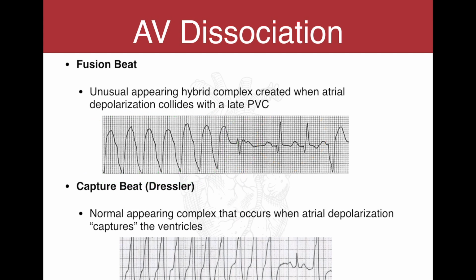The other one that we have is called a capture beat. Down here at the bottom, we have a run of ventricular tachycardia followed by a beat that looks pretty dang normal, and that's because it is. What happened is the atria depolarized and happened to catch the AV node when it was no longer refractory, and the ventricles could be depolarized in a normal manner. So basically the atria captured the ventricles, and we get what's called a capture beat. And you can see that right after that we had another PVC, or potentially an ongoing run of ventricular tachycardia. Again, these are signs of AV dissociation.